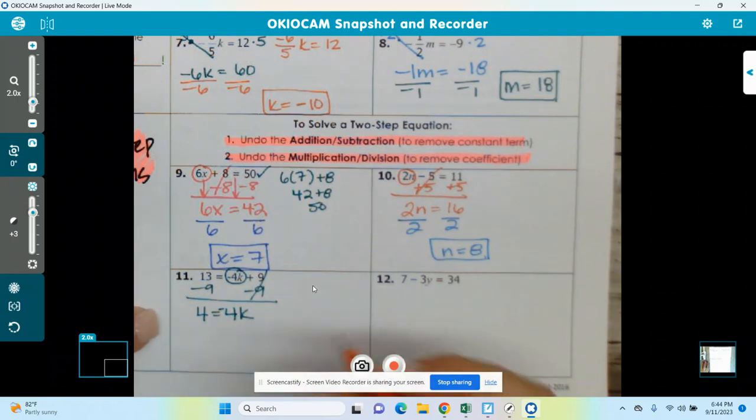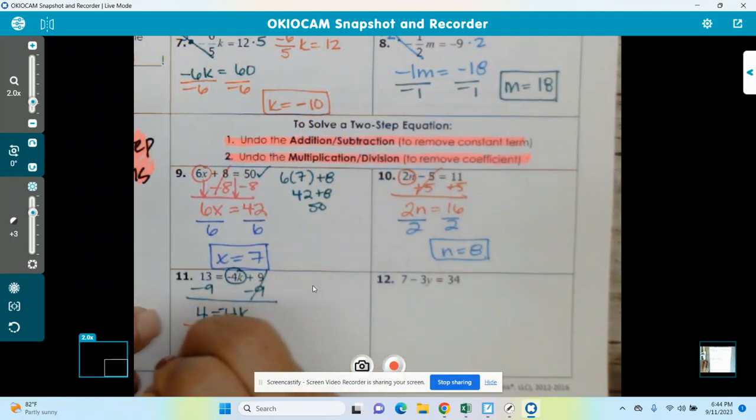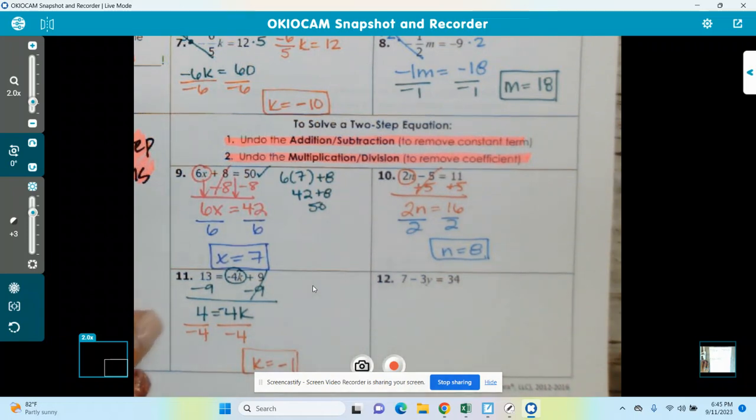Okay, and then to get k all by itself, I'm going to divide by negative 4. So remember, I'm going to put my variable on the left, and 4 divided by negative 4 means k is negative 1. And you can plug that in and check.